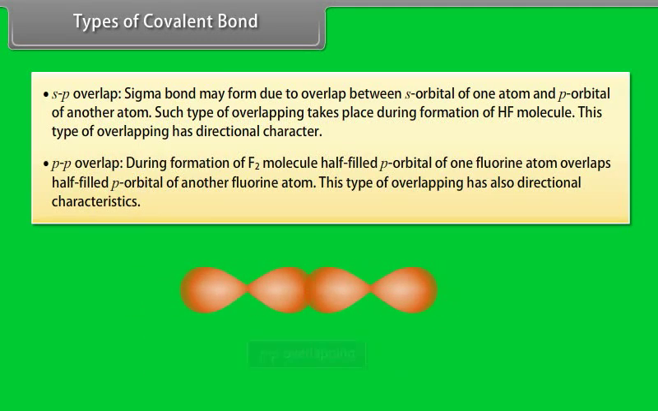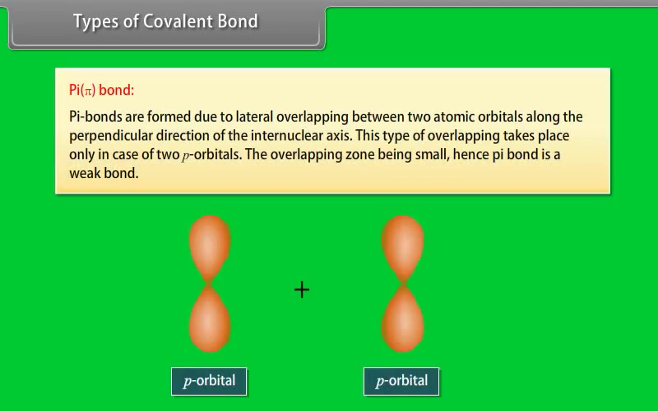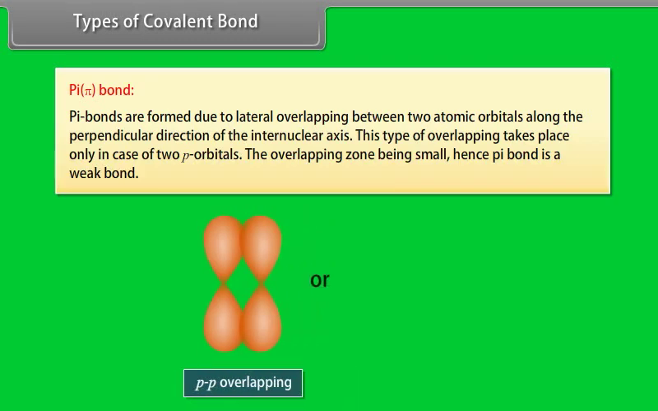P-P overlap. During formation of F2 molecule, half-filled p orbital of one fluorine atom overlaps with half-filled p orbital of another fluorine atom. This type of overlapping has also directional characteristics. Pi bond. Pi bonds are formed due to lateral overlapping between two atomic orbitals along the perpendicular direction of the internuclear axis. This type of overlapping takes place only in case of two p orbitals, the overlapping zone being small. Hence, pi bond is a weak bond.